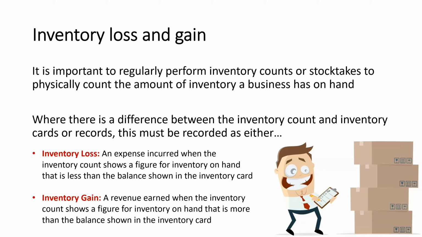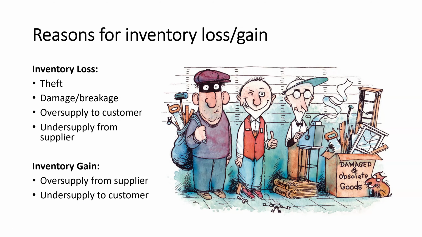The way we determine inventory loss and gain under the perpetual inventory system is we perform an inventory count to physically count the amount of inventory on hand, and then we compare that to our inventory cards or records to see if there's a difference, and if there is a difference, we make an adjustment for inventory loss or gain. Also a quick recap, what are the reasons for inventory loss or gain? There are some really common ones, including theft, damage or breakage, and under or oversupply.